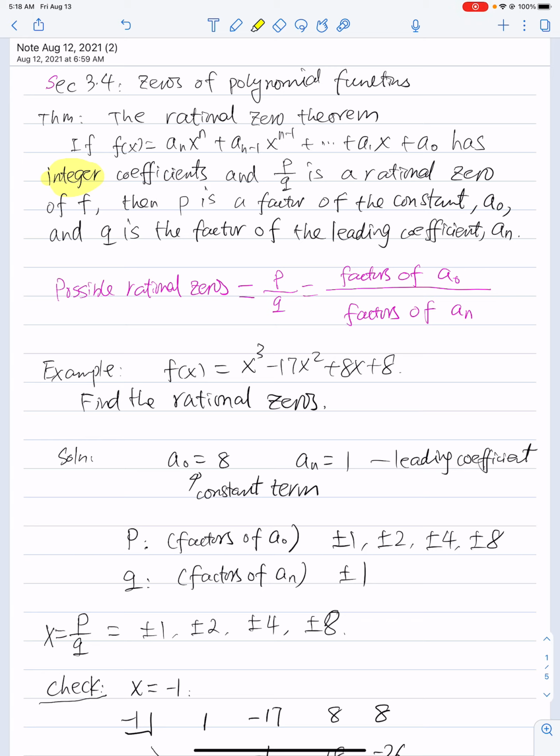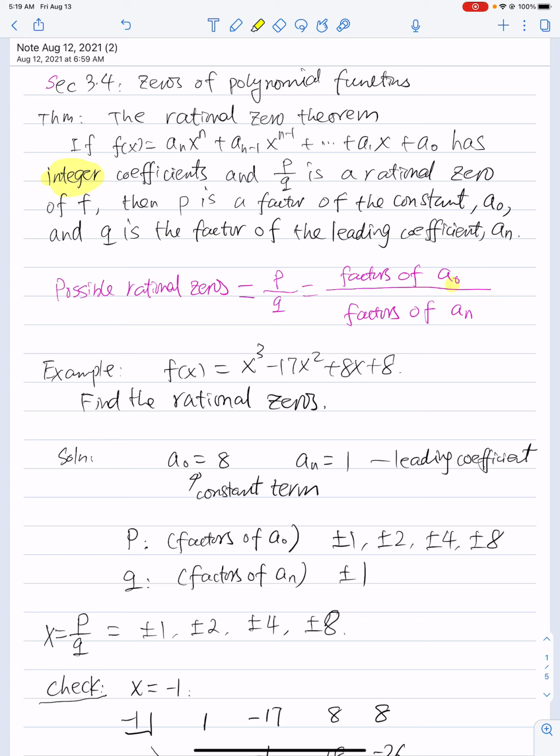Okay, so in order to use this theorem, what do we need about the coefficients of this polynomial? It has to be what? Integer. So what does this mean? The possible rational zeros p over q means factors of the constant term a0 over the factors of an. Okay, so this is the simplified version.